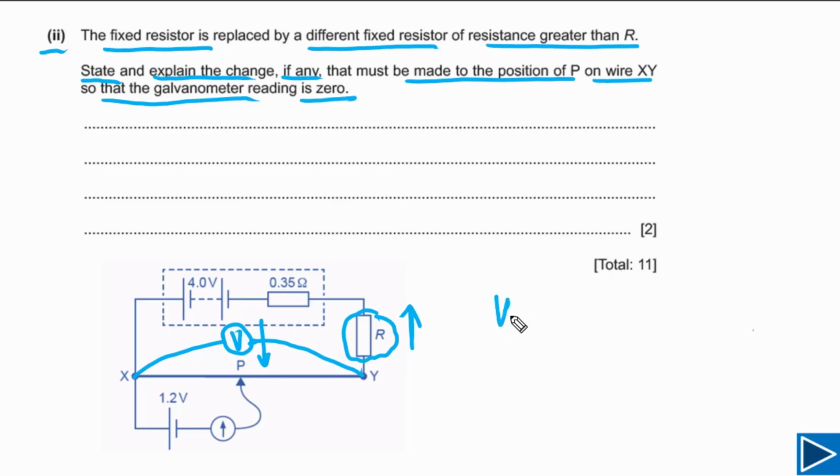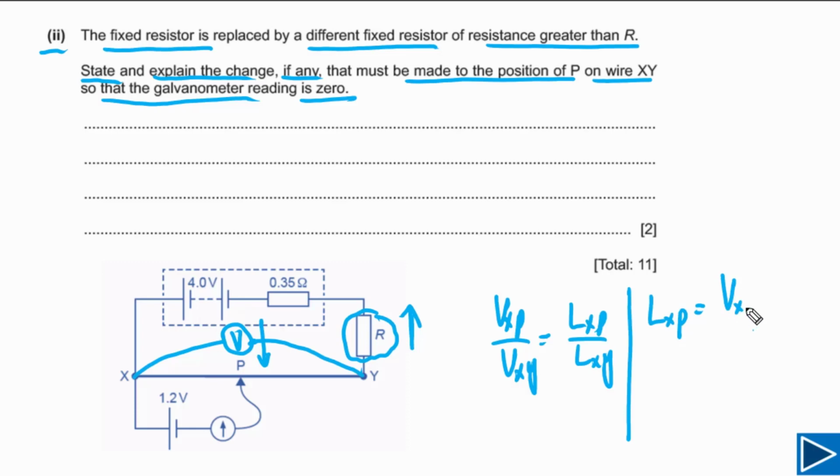We also need to understand that the ratio between Vxp and Vxy is equal to Lxp by Lxy. From here we can write Lxp will be equal to Vxp times Lxy, divided by Vxy. But if you look at this question, it is given to us that Vxp is not changing. We want the same Vxp. This one is not changing. Lxy, the length of the wire, is also not changing.